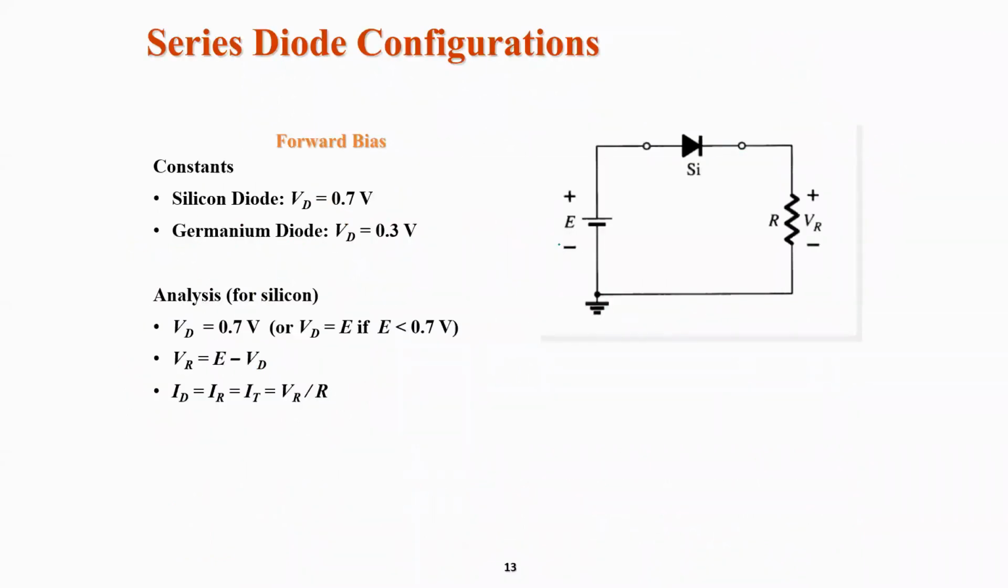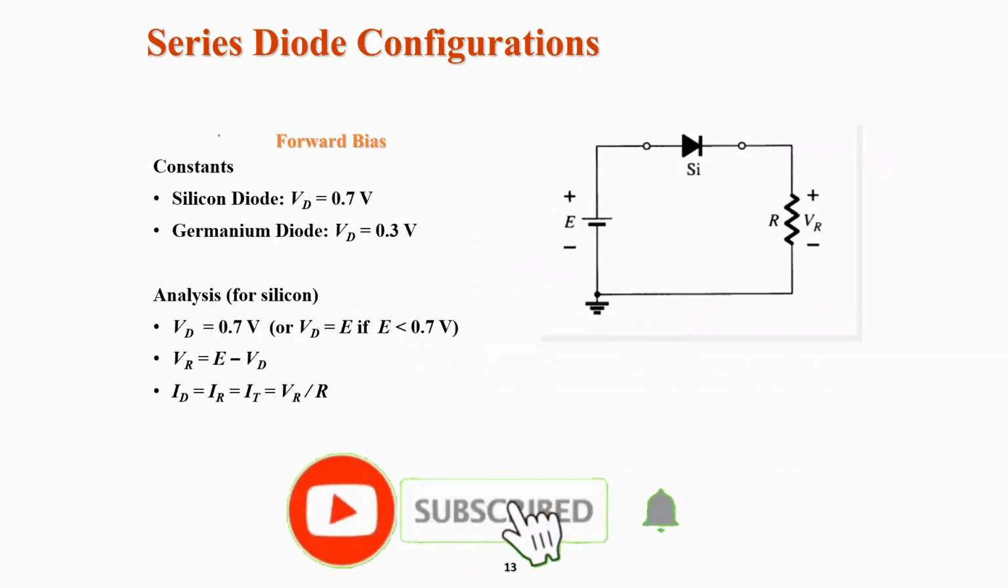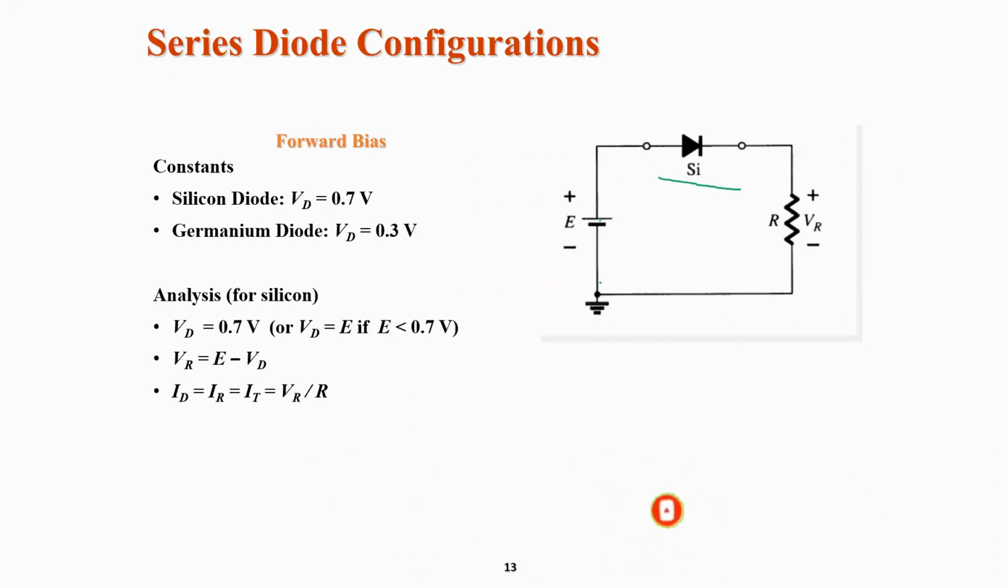Now I will discuss when your diode is actually being used in series. So here you can see that this is your silicon diode. This is the power supply being used to operate this particular diode. This is resistance, and this is your voltage across this resistance, and VD is voltage across this diode. Now, if it is germanium, it is 0.3, and in silicon, it is 0.7. So let's analyze this. Now, the voltage across diode VD is 0.7.